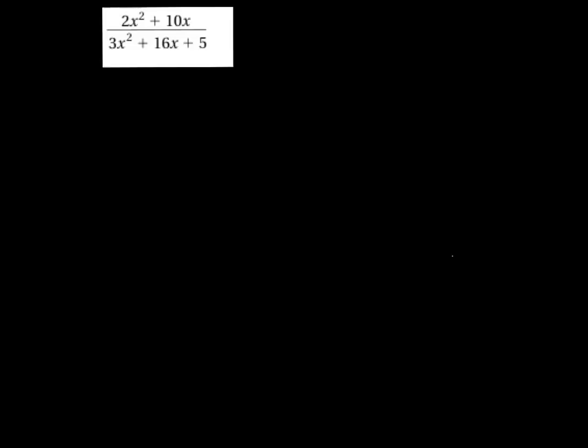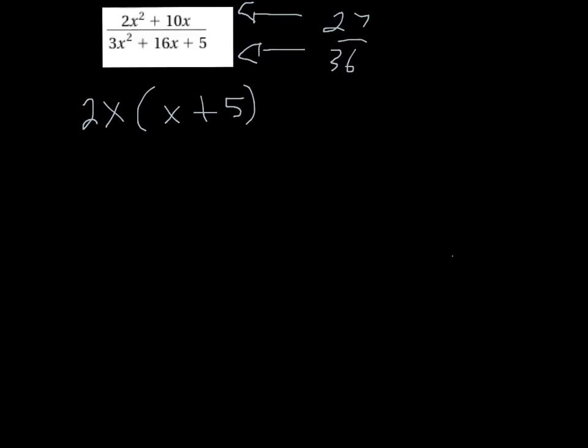How does this tie into rational expressions? Well, it's quite simple. We just do what we always do when we see rational expressions. We start to factor. Factoring makes life easy. So I'm going to look at the top part as my 27 in the previous example, and the bottom as my 36, and I'm just going to break them down into factors. I can factor out a 2x from the top piece, or our numerator, and I'm left with x plus 5.